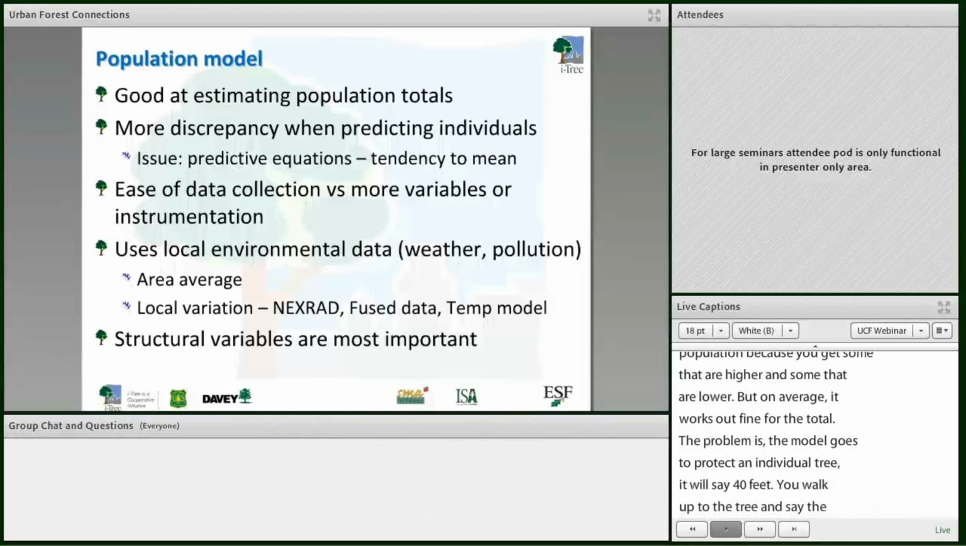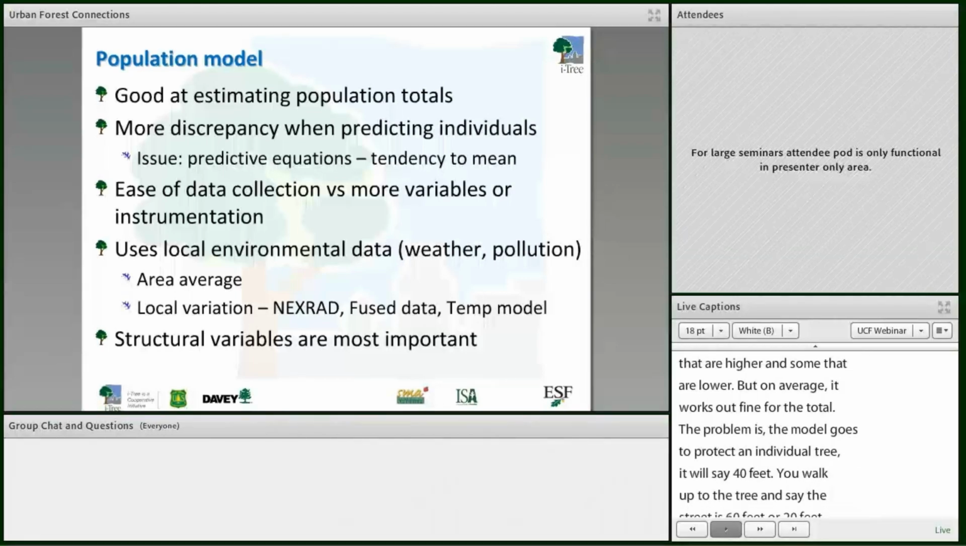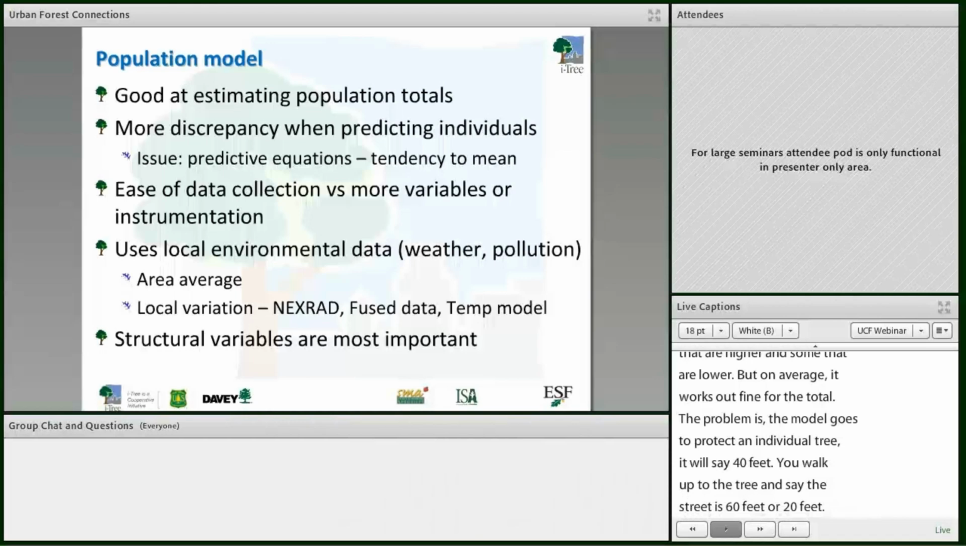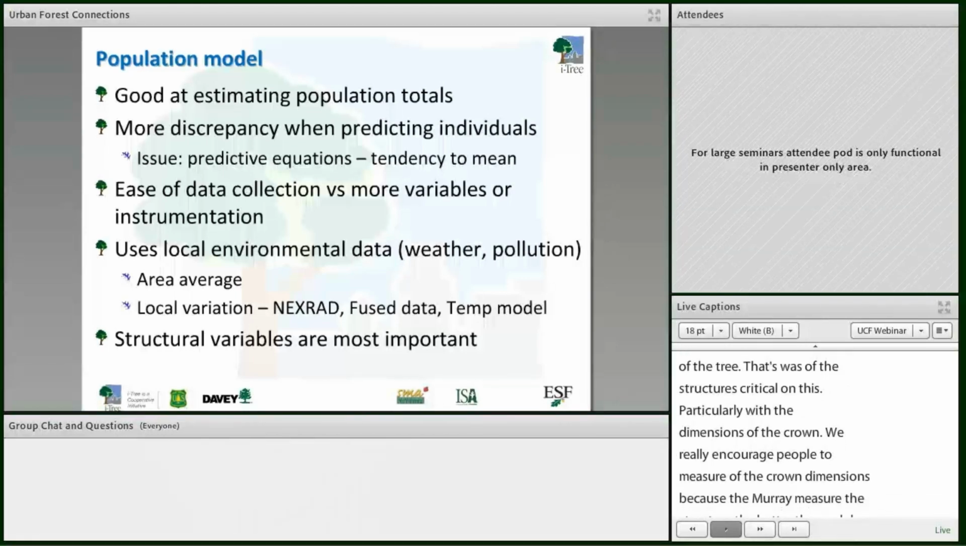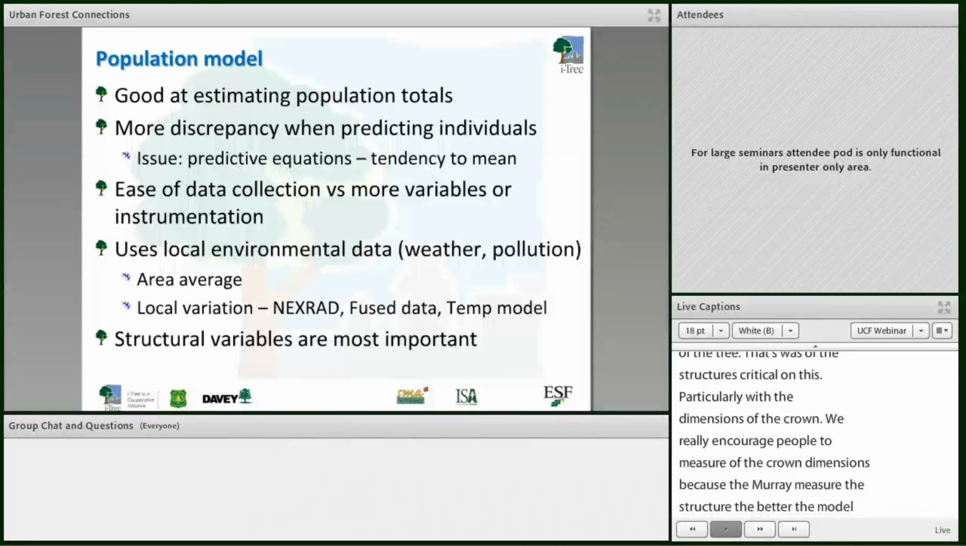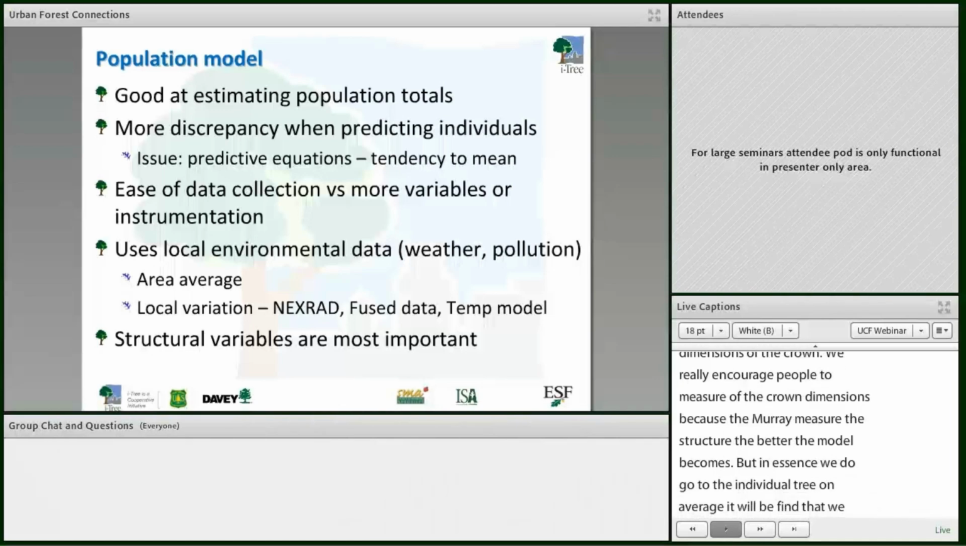And that's why I say structure is critical on this, particularly with dimensions of the crown. We really encourage people to measure the crown dimensions because the more you measure of the structure, the better the model becomes. But in essence, when we go to the individual tree, on average we'll be fine, but we may be off on the individual. So if we predict the height of a person walking in the room and Shaquille O'Neal walks in the room, we're probably going to underestimate his height for the individual. But overall for the population, we'll be fine.